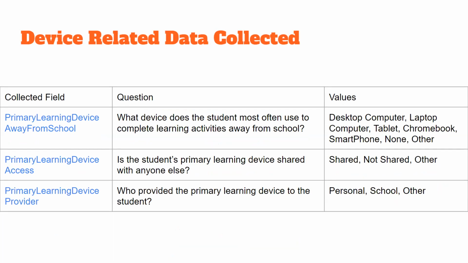Some of the key pieces on this one, I would say, obviously, is a primary learning device away from school. What device does the student use most often to complete learning activities away from school? Is it their primary learning device, and who's the provider of that device? Is it personal, is it school, is it other? You'll begin to see some ideas that were framed as part of this presentation, along with some of the work that, as an example, we have a screenshot of the dashboard from Wisconsin, showing how they were able to aggregate this data up and share it out.